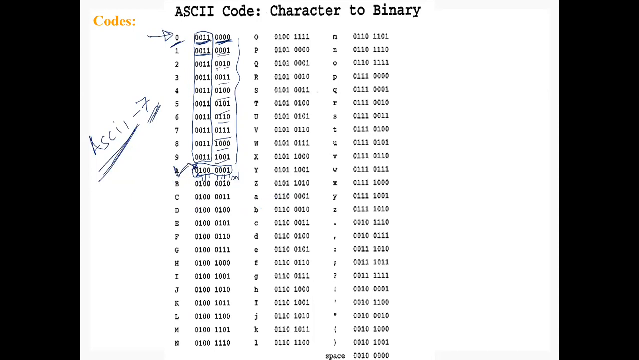All right, this is how the characters are represented in an ASCII system. Okay, if you want to represent space, then the computer sends this information: 0010 0000. This is how the ASCII code works.